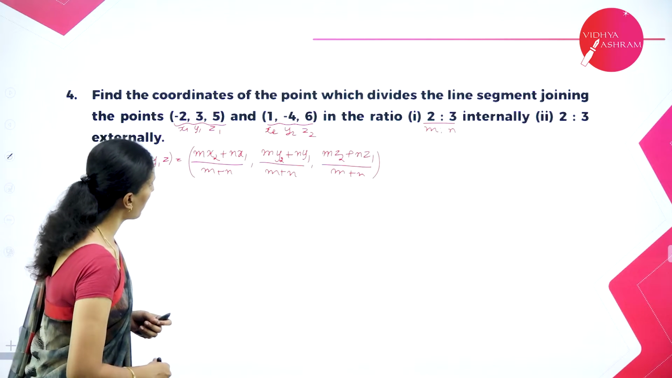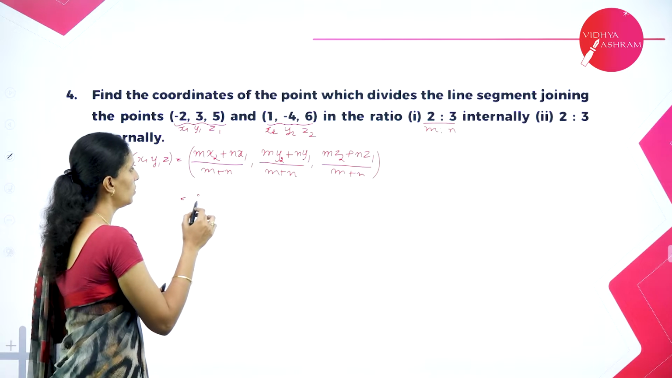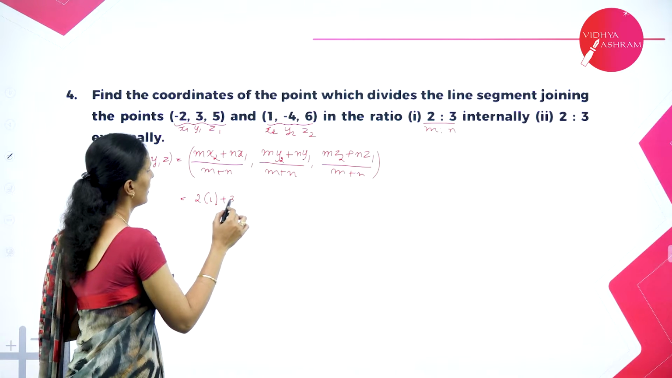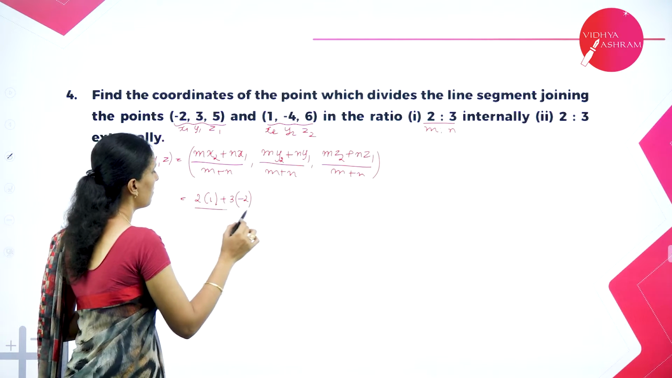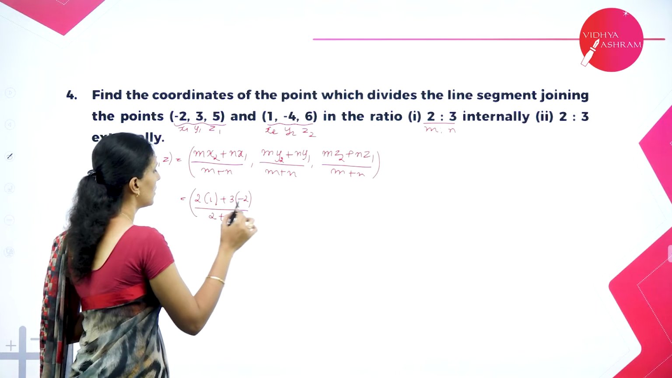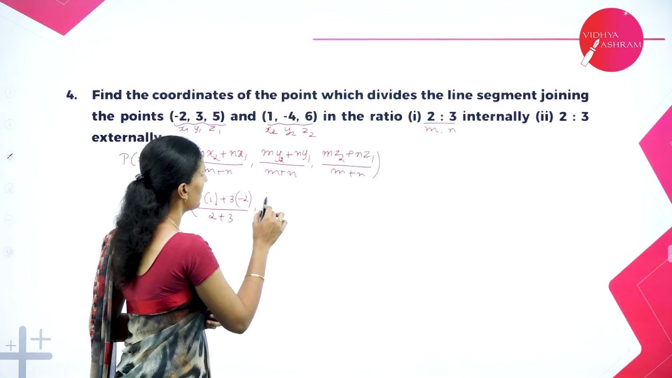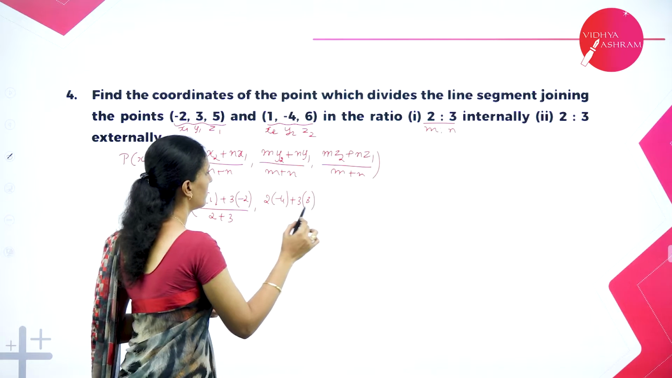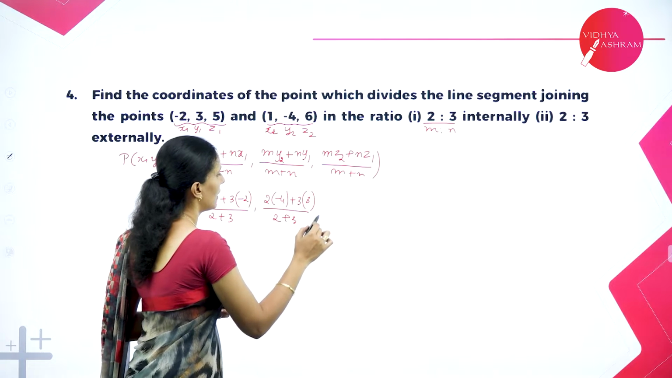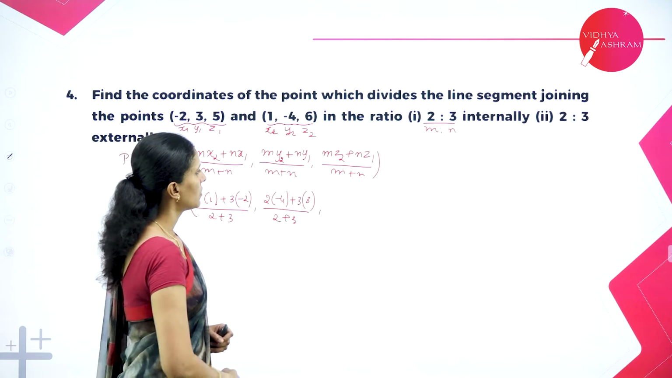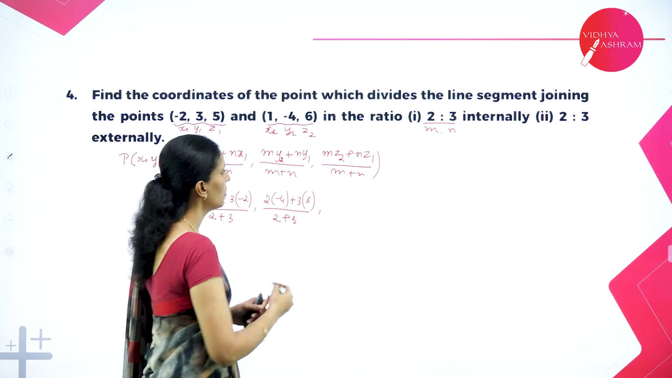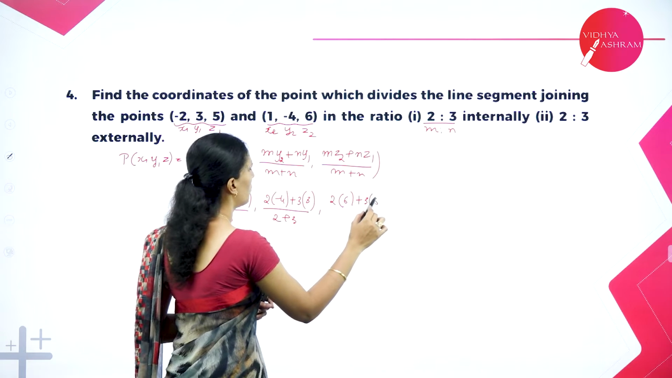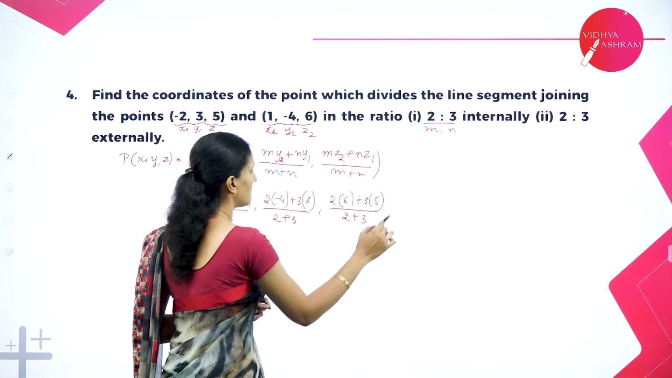So now let's substitute the points here. We have m as 2, x2 as 1, plus n as 3, x1 as minus 2, and m plus n is 2 plus 3. Let's look at the next coordinate. m is 2, y2 is minus 4, n is 3, y1 is 3, divided by 2 plus 3. Next, for the z coordinate, we have mz2 plus nz1. So that is 2 into 6 plus 3 into 5 divided by 2 plus 3.